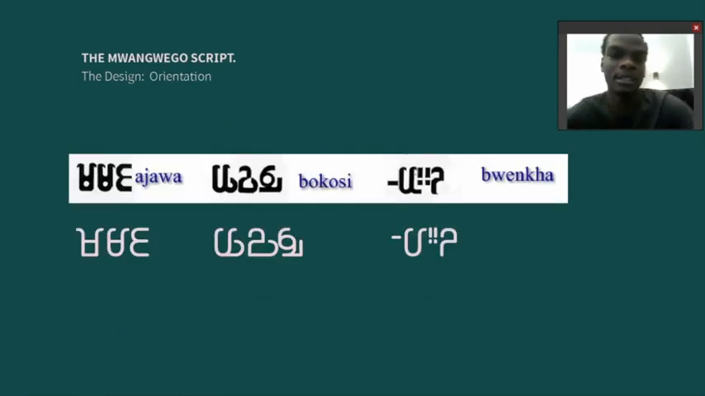And then in terms of the orientation of the writing system, it's written from left to right, and it's very upright. As you can see from the source text, it's very, very upright. There are no italics. It's not leaning in any manner.